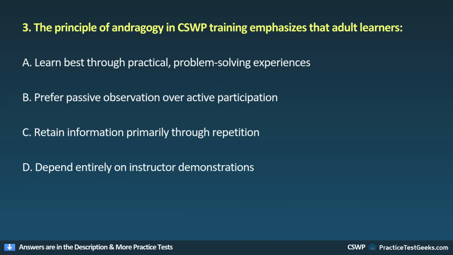3. The principle of andragogy in CSWP training emphasizes that adult learners: A. Learn best through practical, problem-solving experiences. B. Prefer passive observation over active participation. C. Retain information primarily through repetition. D. Depend entirely on instructor demonstrations.